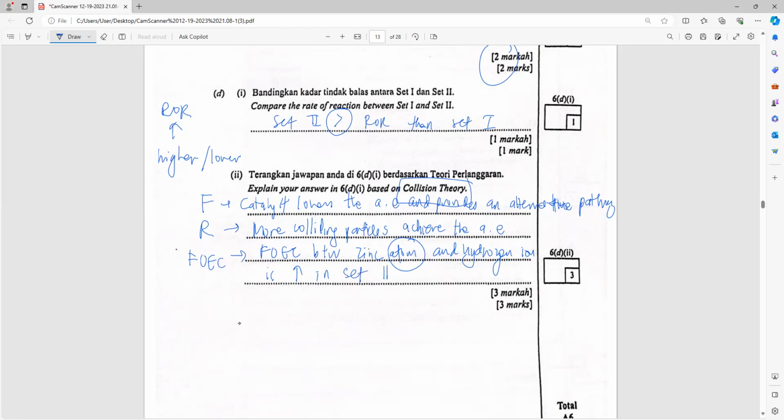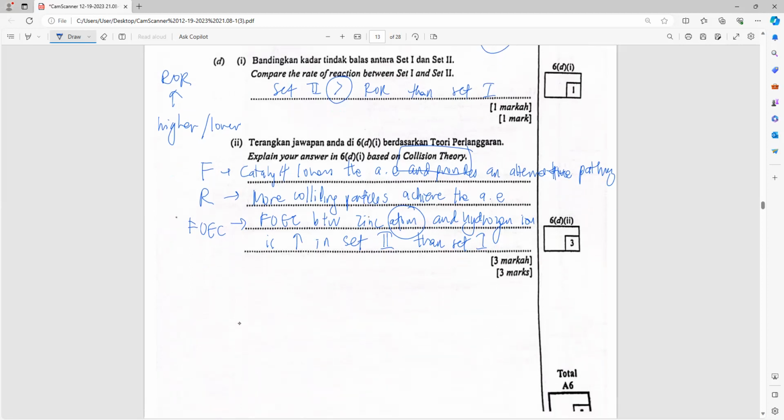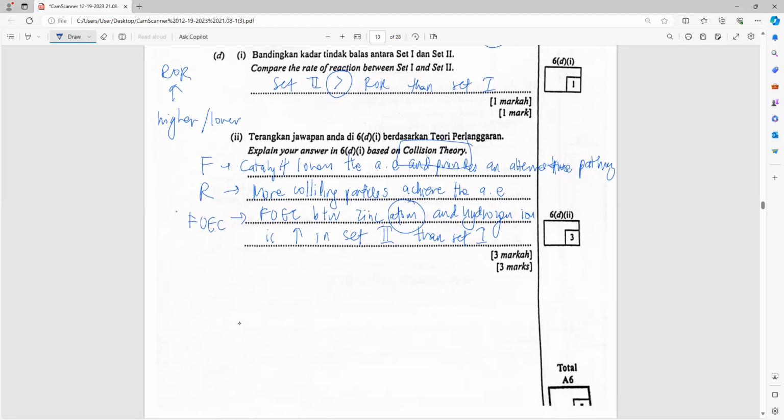Can I give you all marks for this? For the last mark? No, teacher. Cannot, because I didn't compare. It's higher in set 2 than set 1. Correct. Then this is correct. Okay, so I want to just do the FNR for all the, yes, Anurag, you raised your hand.